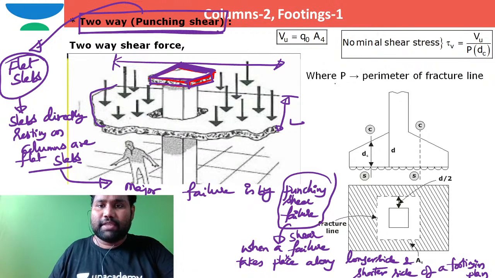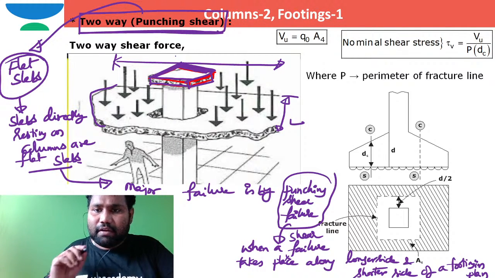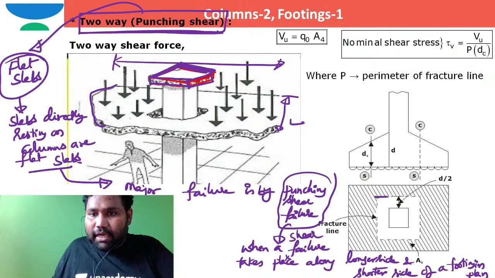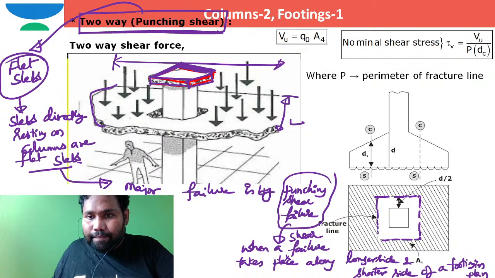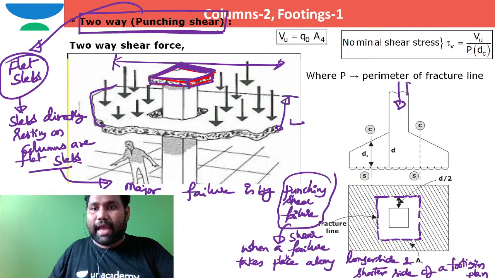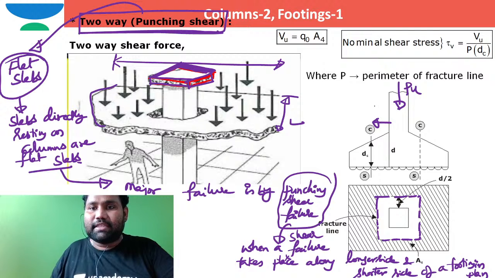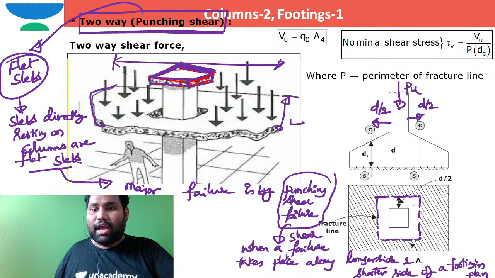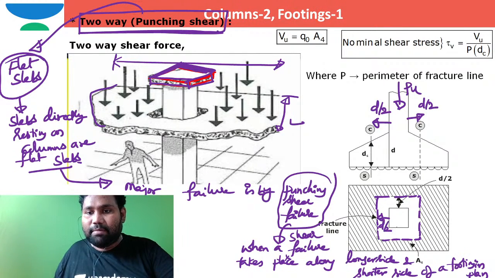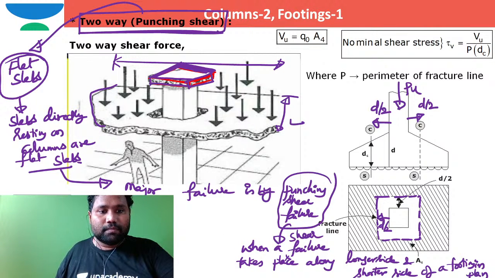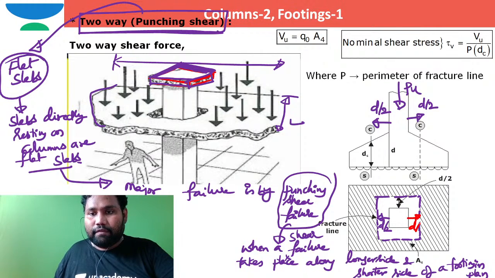So here I just want to say, in this two-way shear or punching shear failure, the shear crack will originate in both the directions, in the shorter direction and also in the longitudinal direction in plan. If this is how the load is acting, because of this load, this fracture will happen from the face of the column at a distance of d by 2. This is the face of the column. The fracture will happen at a distance of d by 2 from this face of the column.